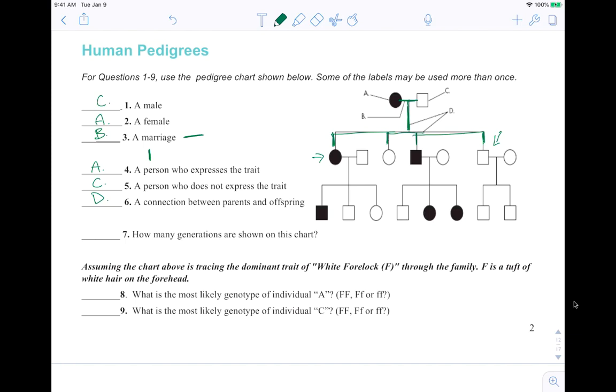How many generations are on the chart? You start at the top. This is generation 1, 2, that's a 3. Okay. 1, 2, and 3. There are 3 generations on this chart.